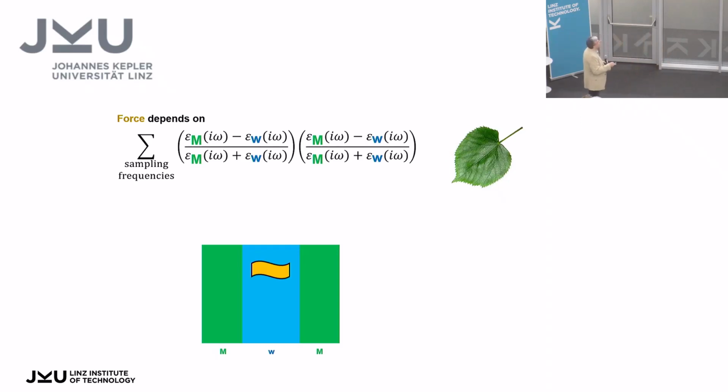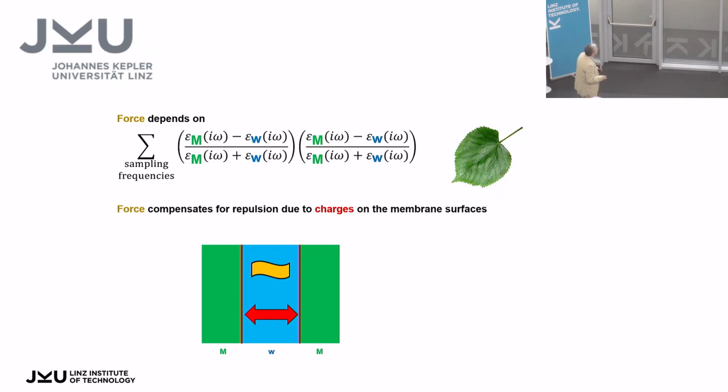But in this particular case, there is another problem. There are charges on the surfaces of the membranes and they give rise to a repulsion. And the question that was discussed for decades in the literature is whether these forces are able to compensate for the repulsion.